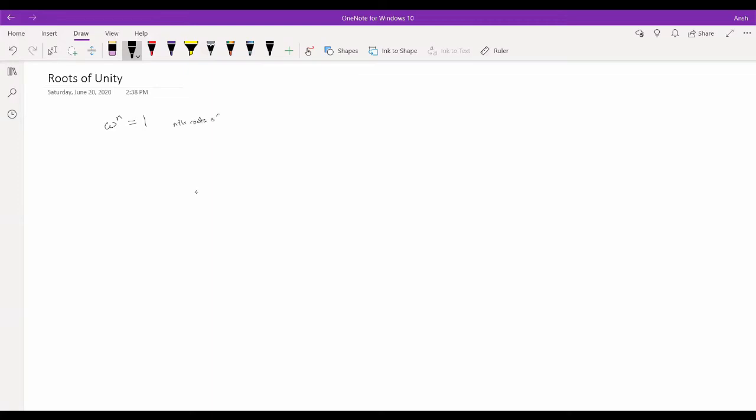So there are always exactly n nth roots of unity, meaning if you look at the number of square roots of 1, you have -1 and 1. These are what we call second roots of unity, and there are two of them, -1 and 1.